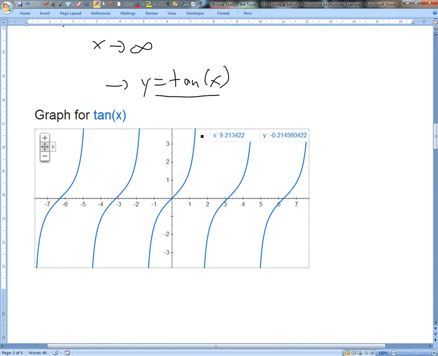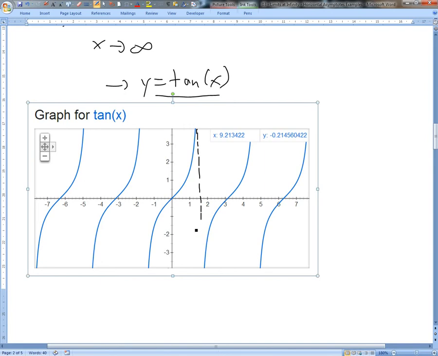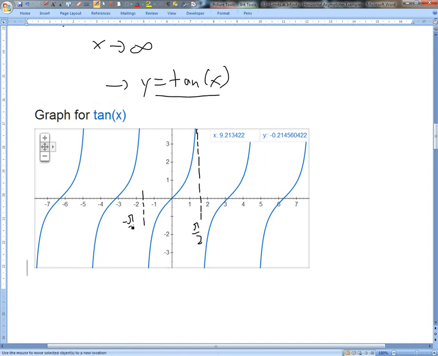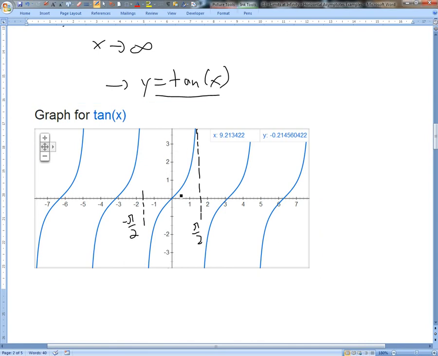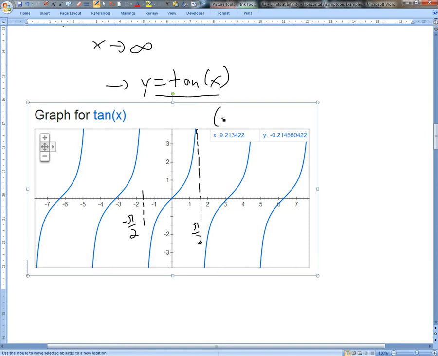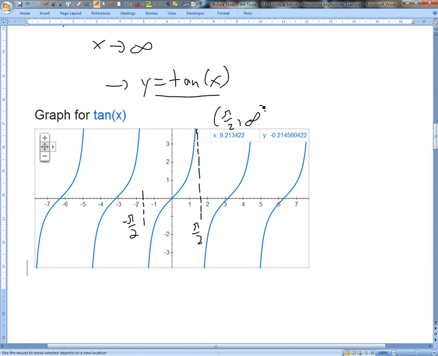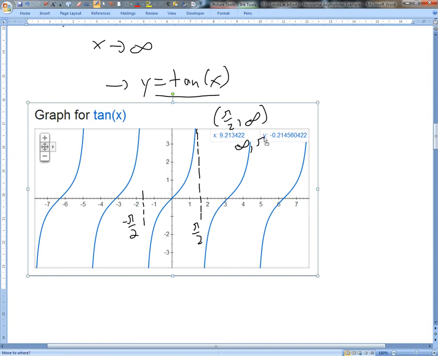It's periodic, and it repeats every pi, and it has a vertical asymptote right here at pi over 2, and then over here at negative pi over 2, and it keeps repeating. Except for the inverse function, all we're going to do now is switch the y and x values and reflect it over the y equals x line. If you have a vertical asymptote over here at pi over 2, then if we replace these, we're going to have infinity and pi over 2.